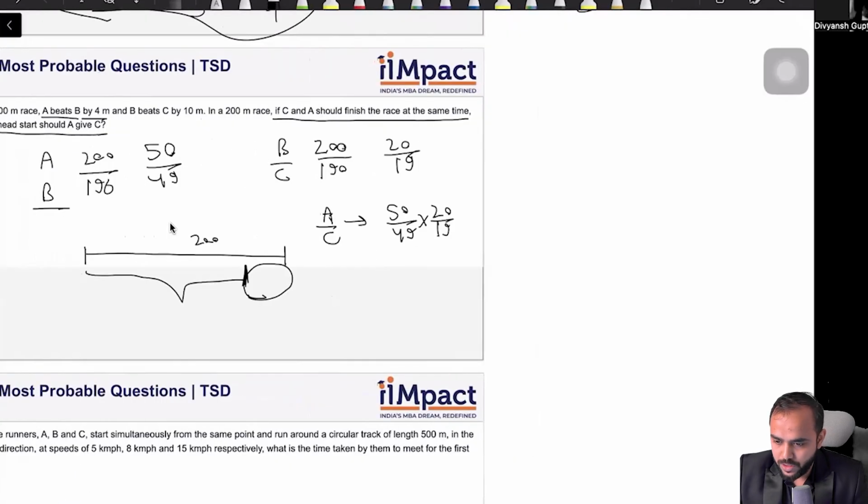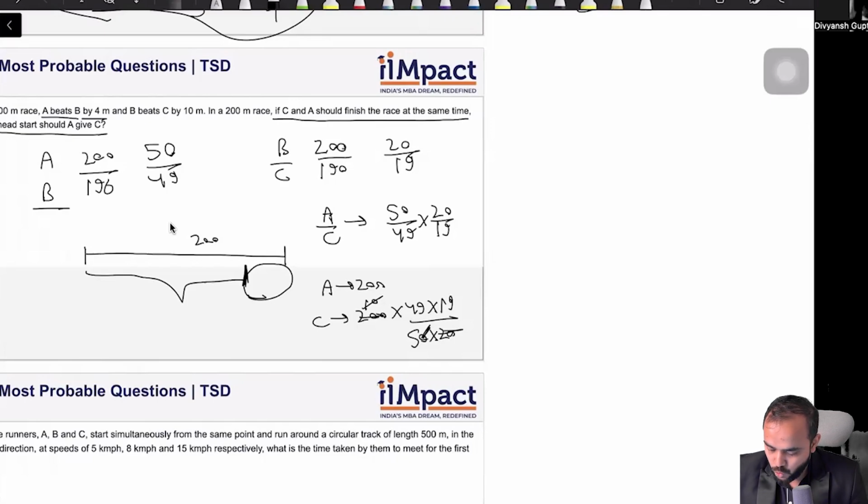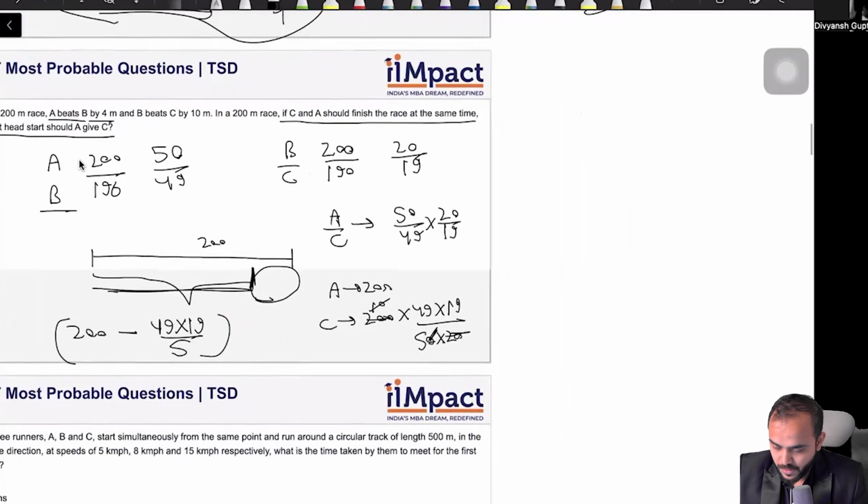Now I want A to run 200 meters, which means C will have to run 200 into 49 into 19 divided by 50 into 20 meters, which will come out to be, this is 10 and this will turn out to be 5. So 49 into 19 divided by 5. Total minus this distance that we have calculated, 49 into 19 divided by 5, should be the answer. So let us quickly calculate this. This is 50 into 19, which is 950, minus 19. So this is 931 divided by 5.